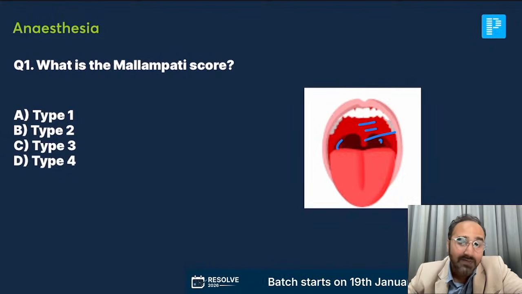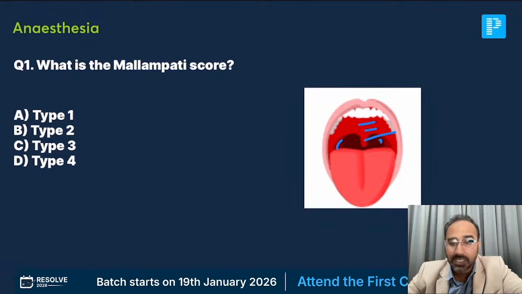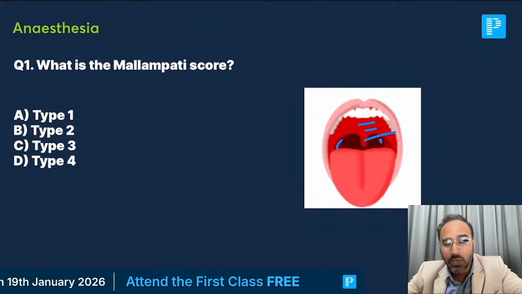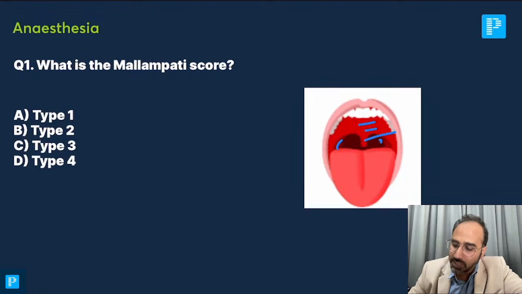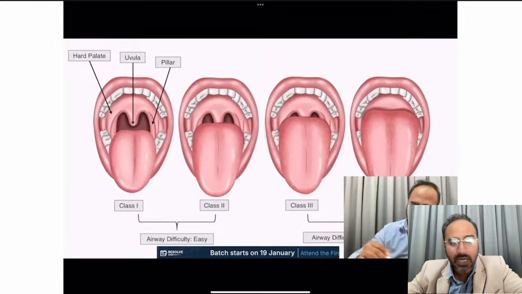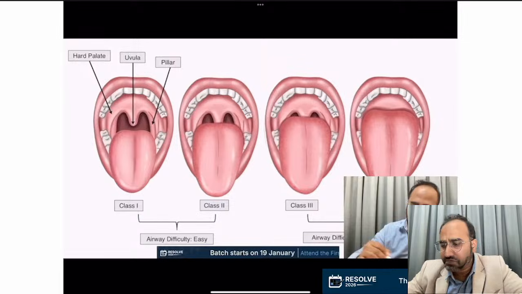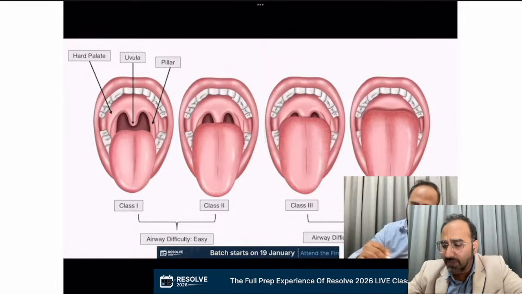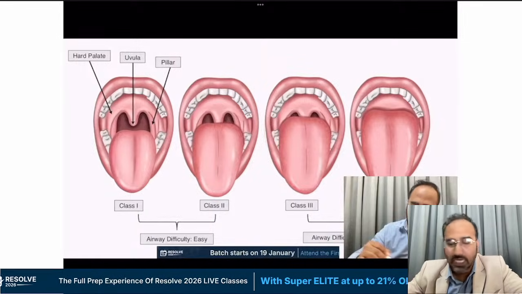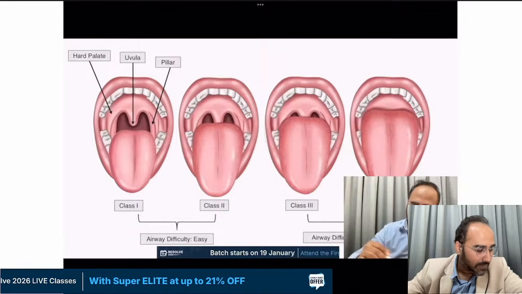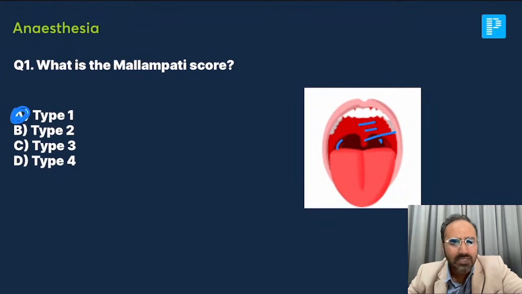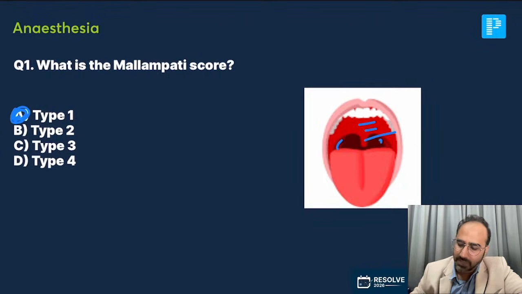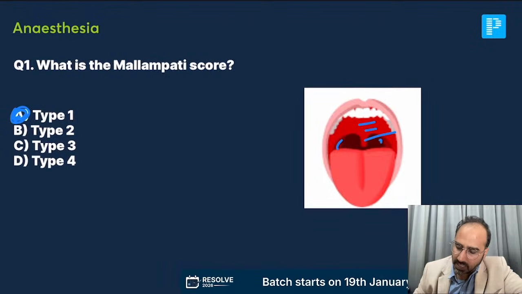Class 1 is that. Class 1 is nothing but tonsillar pillars, uvula, soft palate and hard palate all visible. So this patient belongs to which Mallampati class, guys? Mallampati class 1. Again, going back to our marathon slide or the LRR slide where we have discussed this. It is class 1. Class 1 means you are seeing all the structures and you can easily intubate the patient. Next, guys.